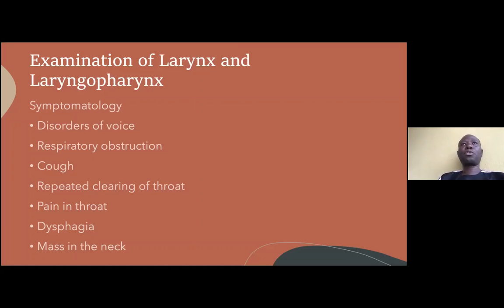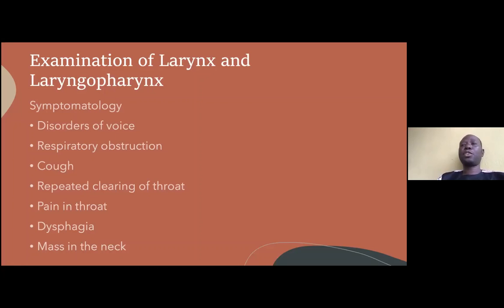There could be respiratory obstruction, upper airway obstruction, and difficulty in breathing, noisy breathing, stridor. When they are breathing, you could hear noises, that's stridor, and that usually points to a respiratory obstruction. There could be cough or sensation of something in the throat. They usually feel there's something in the throat. They always want to cough it out, but they are unable to. There could be repeated clearing of the throat because they want to remove something from their throat, but they cannot.